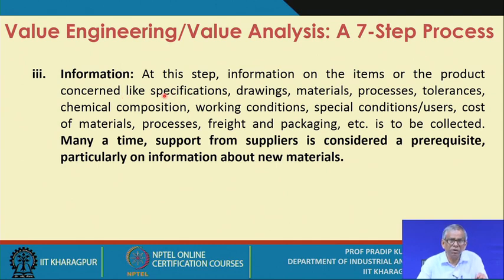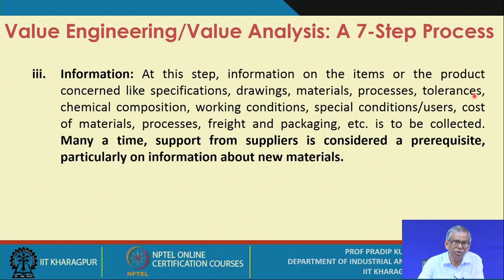The information is essentially the existing specifications of the product, the drawings, the materials being used for the given product, and the processes. That means you need to refer to the process plan. If it is a standard item, or suppose you have been producing this item for a long time, obviously you refer to its drawing, its process plan, and the processes are known, and their sequences also will be known.